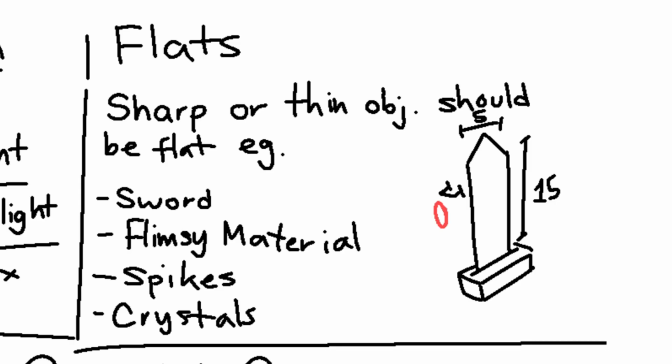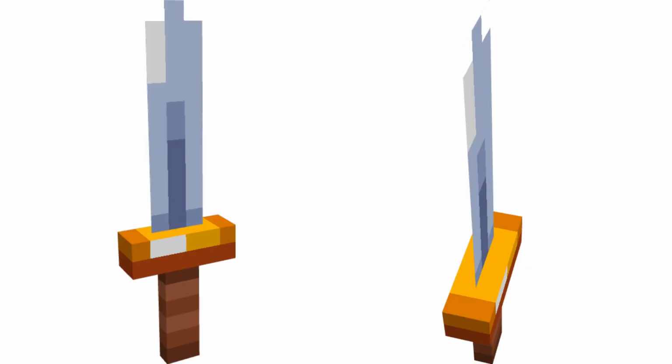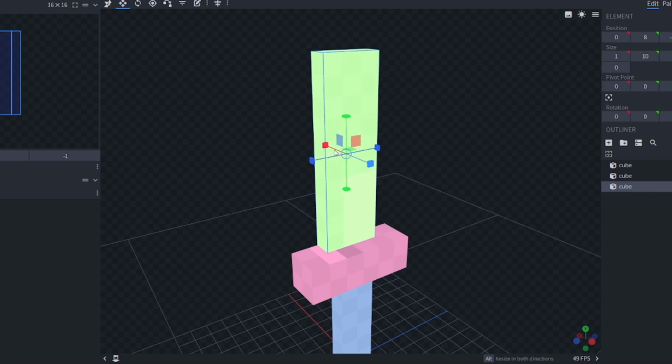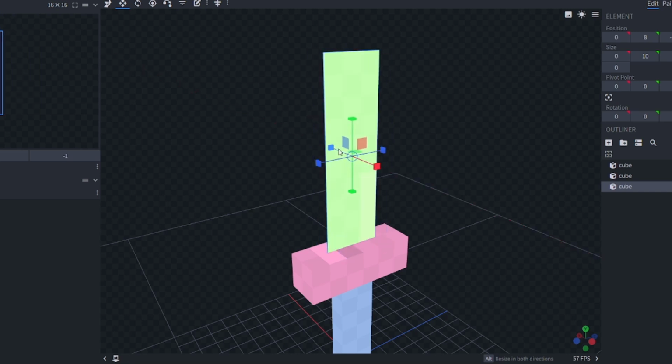Now on to flats. Sharp and thin objects should be modeled as flat. These objects include, but are not limited to, swords, any kind of flimsy material, spikes, and crystals. Coral is another good example, but the notes didn't mention that. To make an object flat in Blockbench, just use the resize tool.